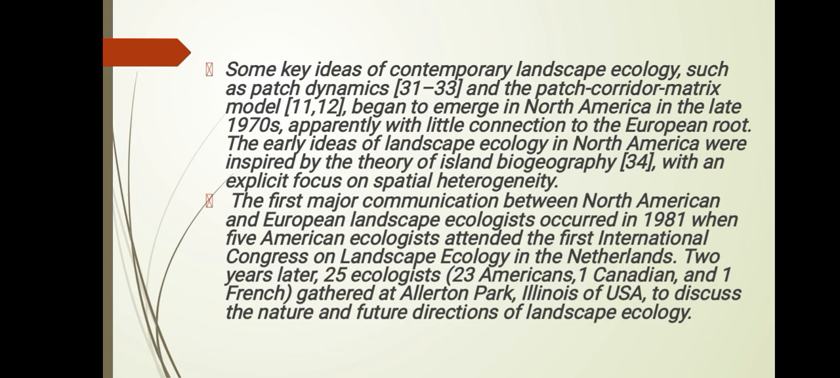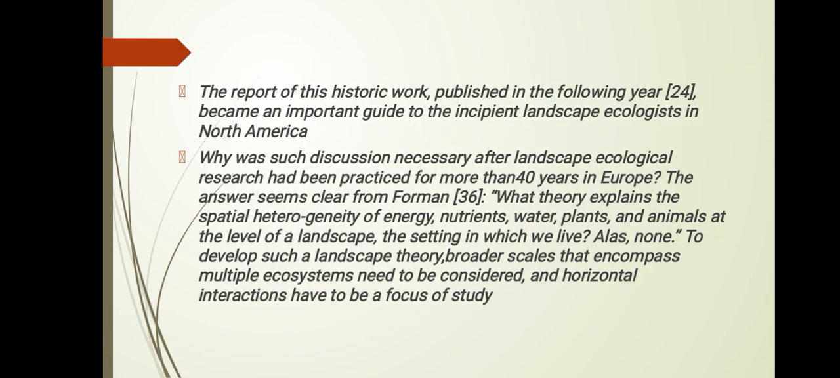Some key ideas of contemporary landscape ecology, such as patch dynamics and the patch-corridor-matrix model, began to emerge in North America in the late 1970s. The first major communication between North American and European landscape ecologists occurred in 1981, when five American ecologists attended the first International Congress on Landscape Ecology in the Netherlands. The report of this historic meeting, published the following year, became an important guide to the incipient landscape ecology.